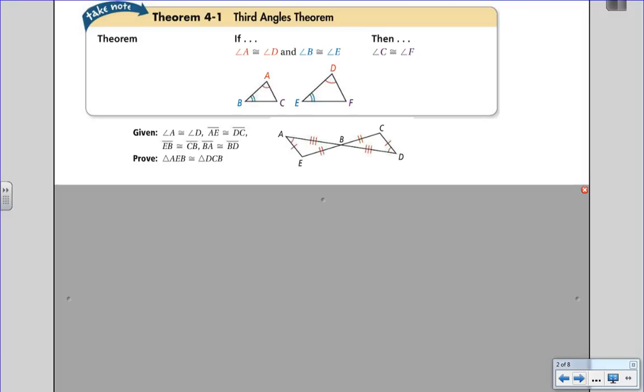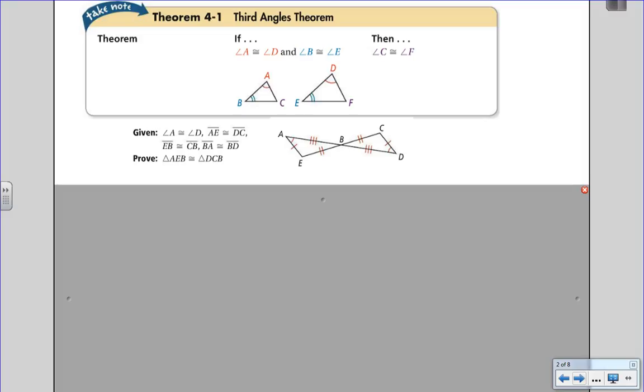Alright, now let's prove that triangle AEB is congruent to triangle DCB. And yes, you will use the third angles theorem in this. So pause it and see what you can get. The key is to get all segments congruent and all corresponding angles congruent. So corresponding segments and corresponding angles congruent.